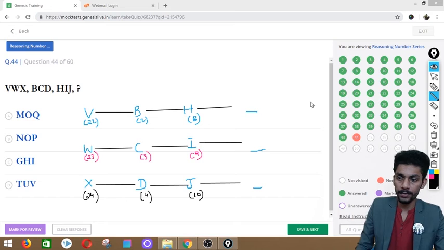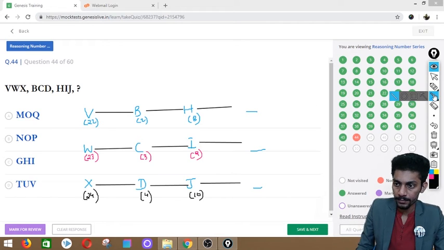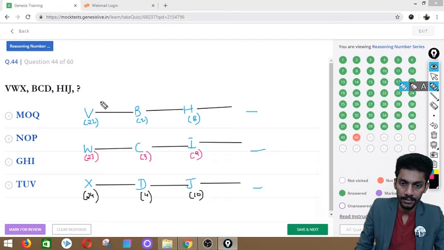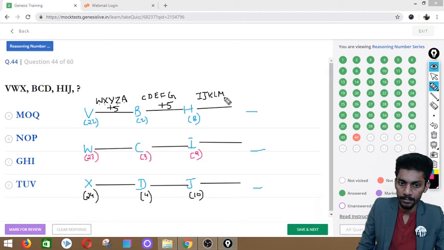Okay, what is the similarity? Now, from V, after it you have W, X, Y, Z, then again comes A, and after A, B comes. After B it is C, D, E, F, G. After that, H comes. So what you can see is 1, 2, 3, 4, 5: plus 5 is added, then the next letter is written. Again H, I, J, K, L, M. Plus 5, after that the next letter is written. Next letter should be N.